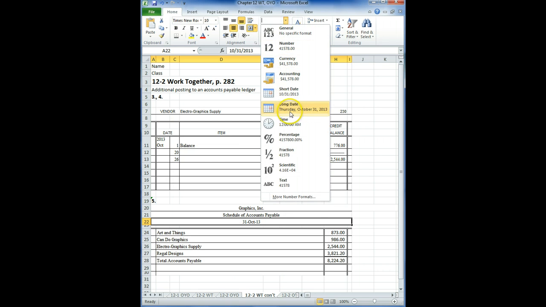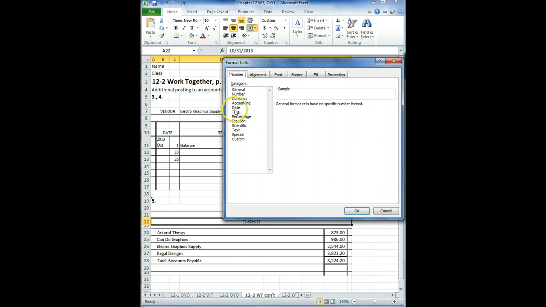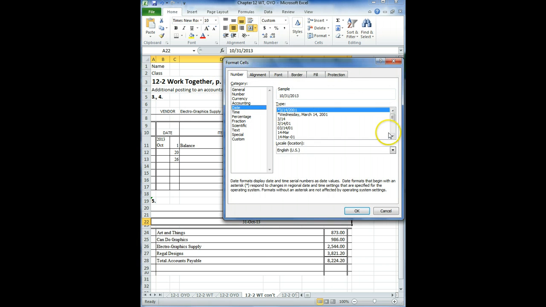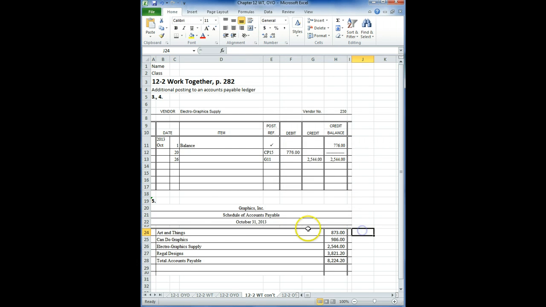I'm going to go to custom. I'm going to go to more number formats. I'm going to go to date. And I'm going to change this until it says what I want it to. I want it to look like this date, right? I want it to be all spelled out. Click OK, and bam, we have a proper heading. Okay, so this concludes 12-2 work together. Next will be 12-3.